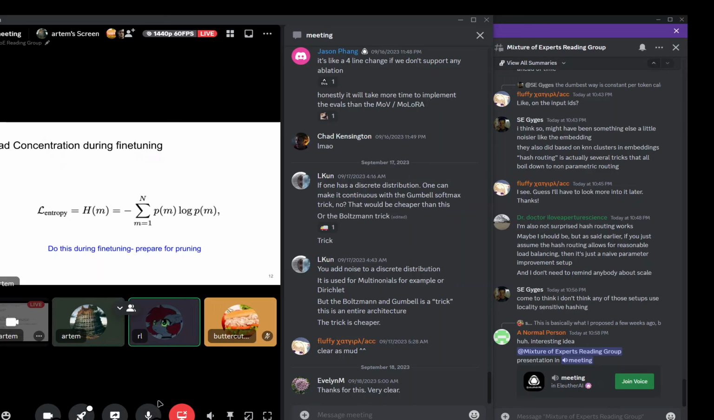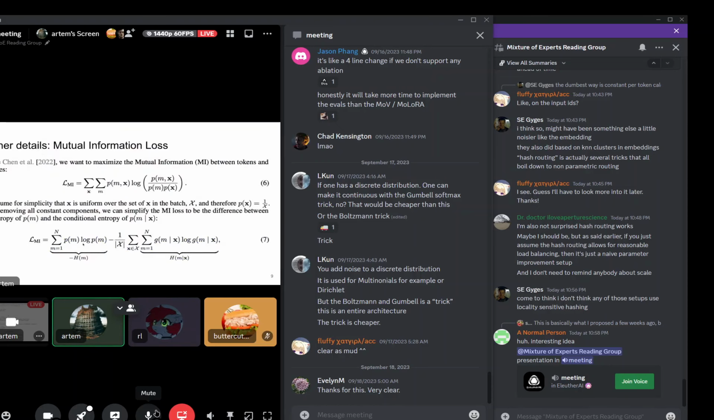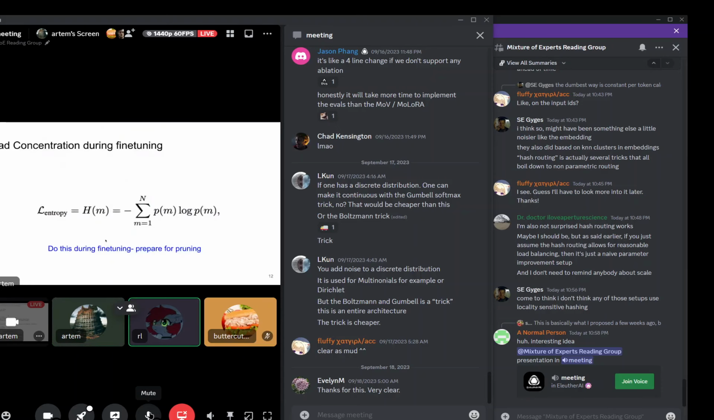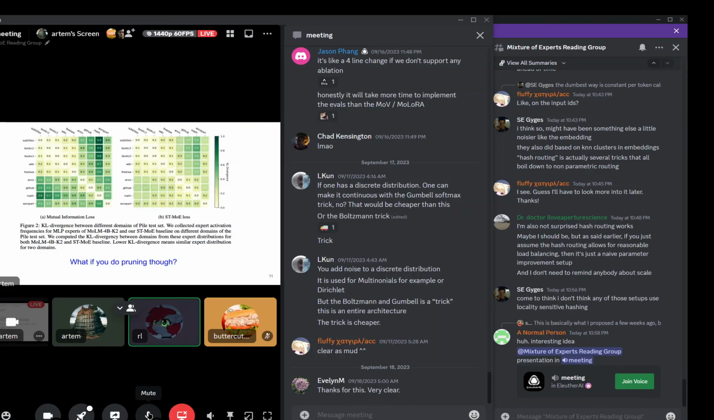Wait, so this fine-tuning loss tries to maximize the divergence between the experts? Yeah, because this term is negative, and if you go up here, this is the same term, but this is trying to minimize the divergence, right? But if it is trying to minimize the divergence, then why is it that in the heat map with the KL divergence, the value is higher with their loss rather than the STMoE loss?